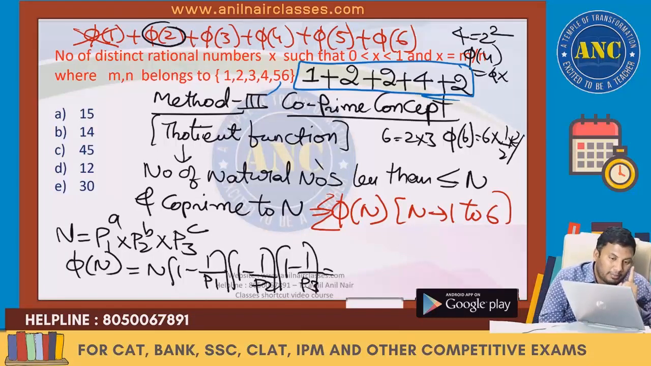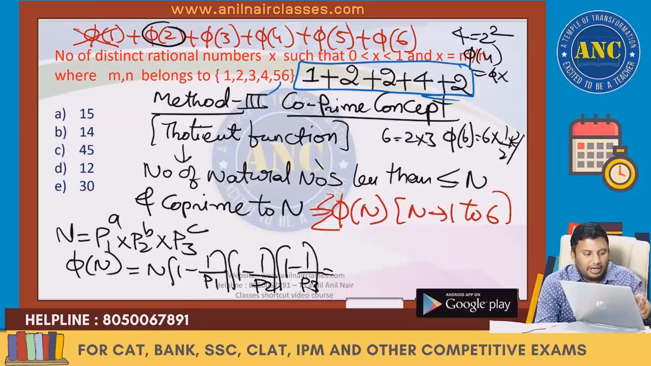Priya, you are making a mistake. It is 0 less than m less than n. Numerator should be less than denominator. You took a number where both of them are equal. I hope you got the idea where you made a mistake.